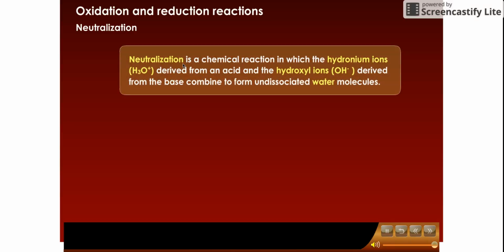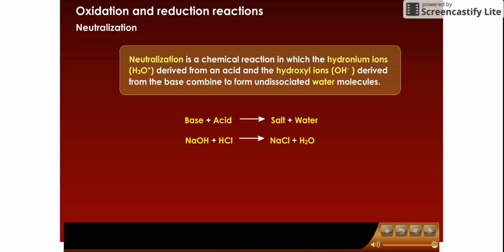Neutralization. Neutralization is a chemical reaction in which the hydronium ions, H3O+, derived from an acid and the hydroxyl ions, OH-, derived from the base combine to form undissociated water molecules. Base plus acid gives salt plus water.